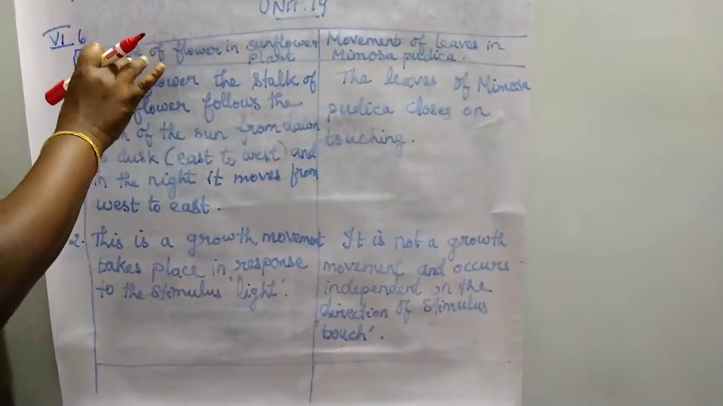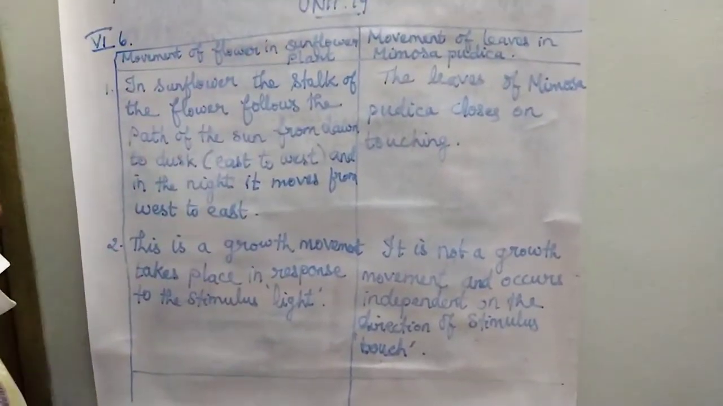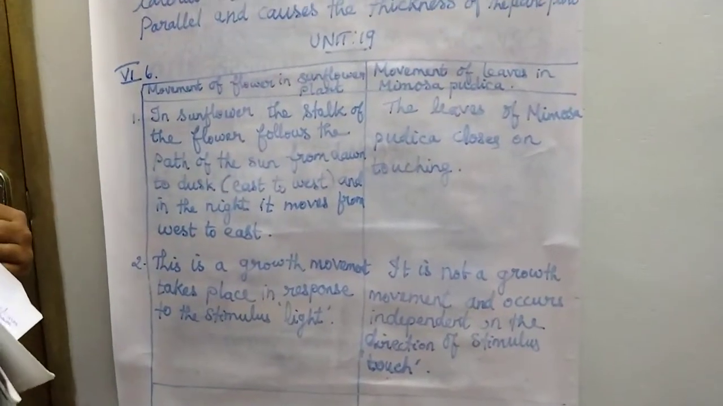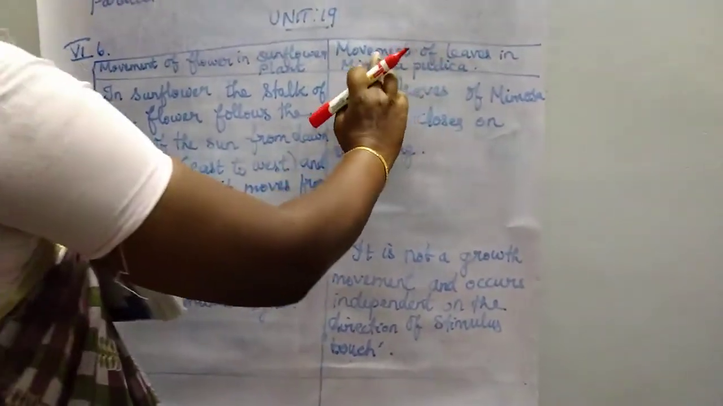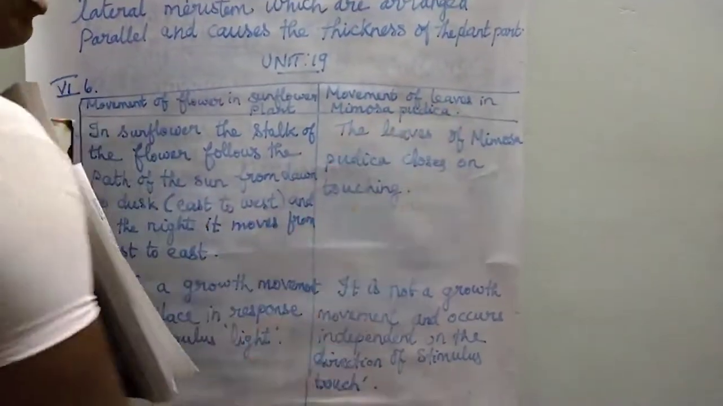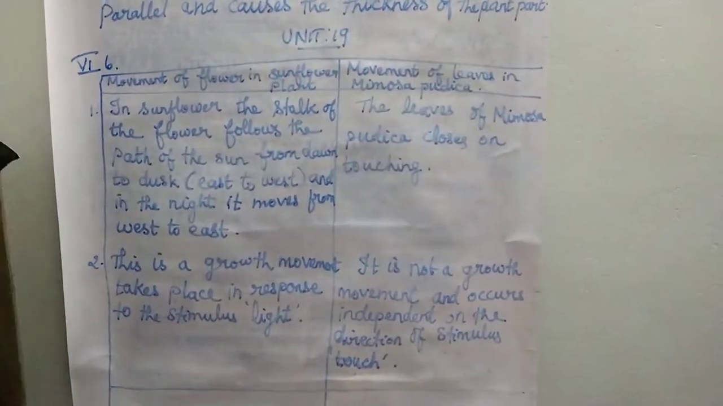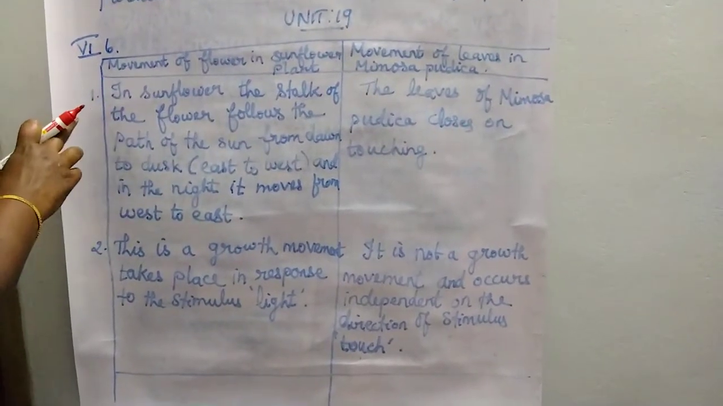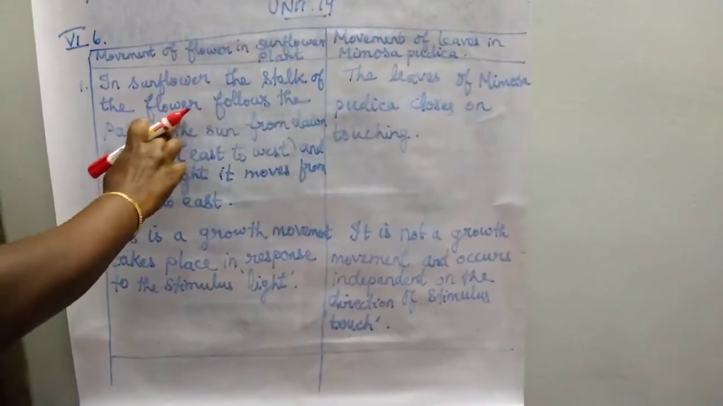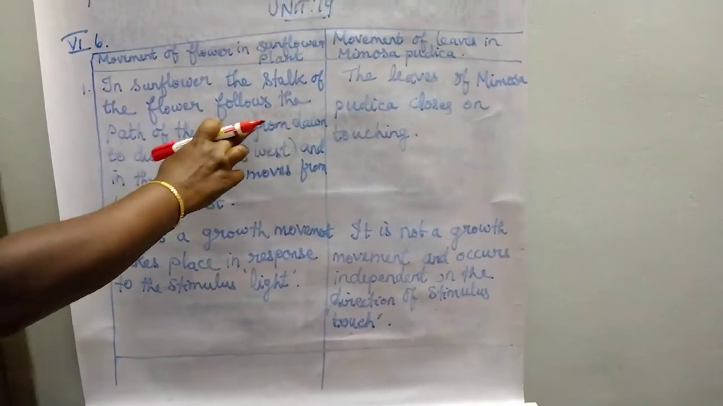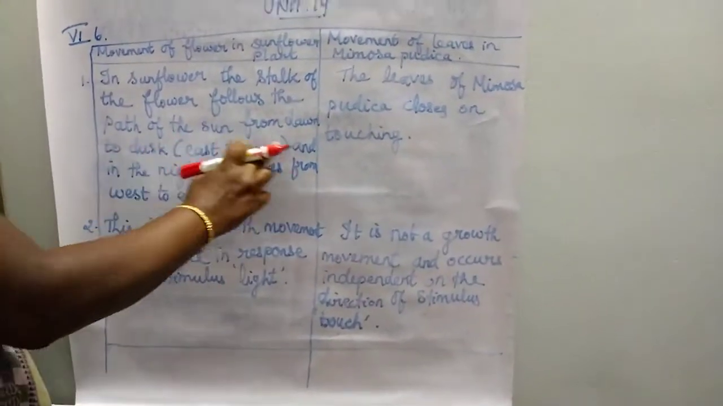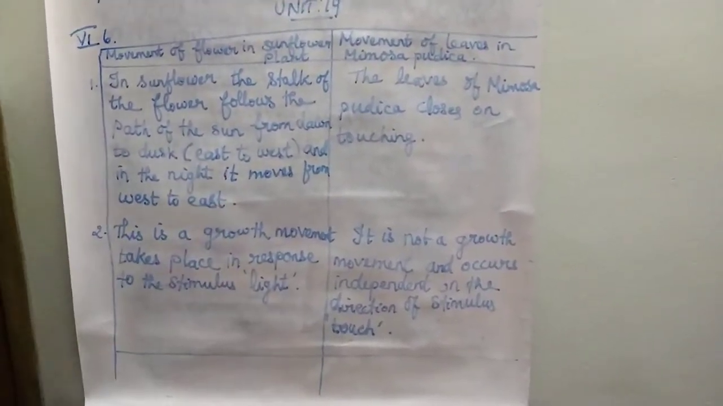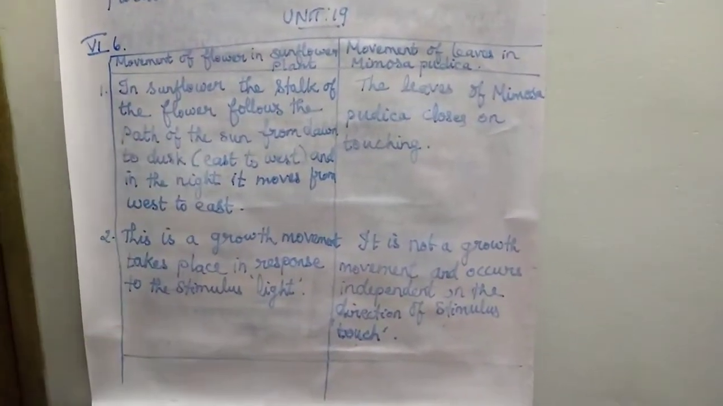Under the first column, you can write the heading, movement of flower in sunflower plant. Second heading, you can write movement of leaves in Mimosa pudica. Under that, movement of flower in sunflower plant. First point, in sunflower, the stalk of the flower follows the path of the sun from dawn to dusk. The bracket you can write east to west, and in the night it moves from west to east. That is the first point.